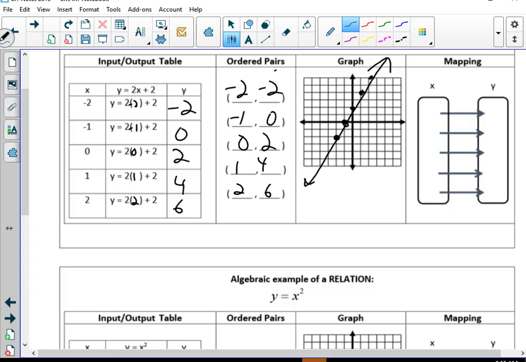Now, over here, we have what's called mapping. It basically looks like a table, just written differently. So you just write the numbers again. It's just a different way of writing a relation. Mapping, ordered pairs, a table, all the same thing.